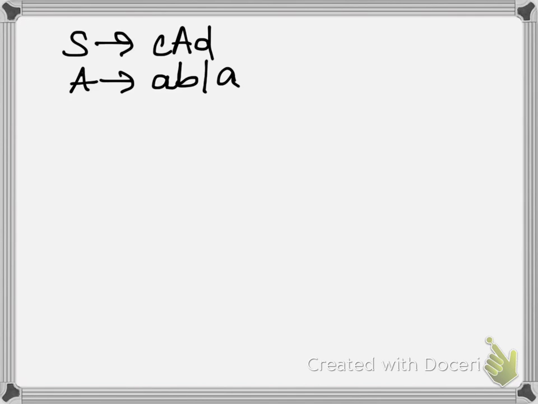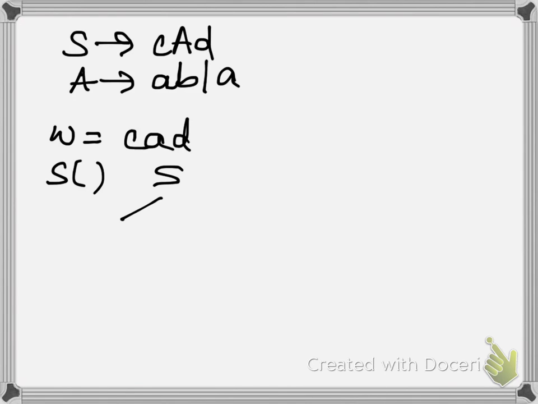Let's say this is my grammar. S derives C A D, and A is either A B or a simple A. My input string is CAD. So first I'm going to start with the start symbol, so S is called and I'm going to expand S. S means C, A and D. Here first I'm going to find a match to C, then I'm going to get A, so A has to be expanded. Now how will I expand A?